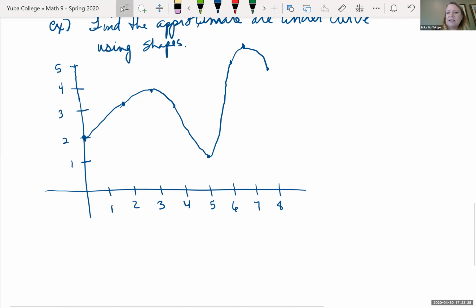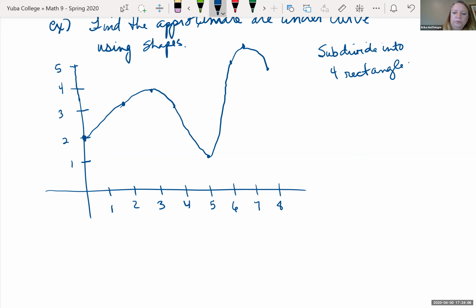So let's say it says approximate, which I already said, the area under the curve using shapes, and let's do rectangles and let's subdivide it into 4 rectangles. Okay, so we're trying to find this area.